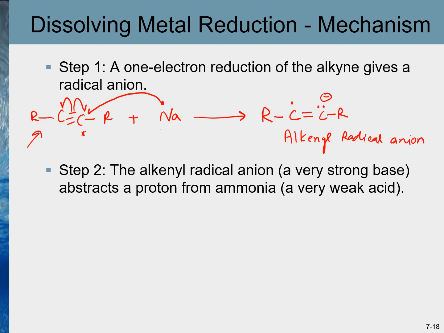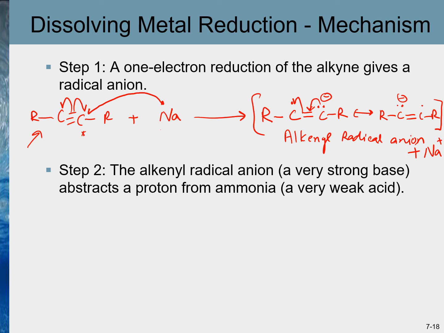This anion is resonance stabilized and it has another resonating structure, in which the negative charge changes from one carbon to the other carbon. So these are the two contributing resonance structures, and in this reaction we also get a sodium cation.